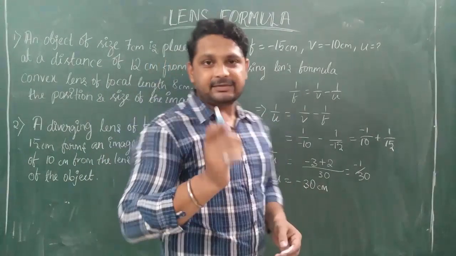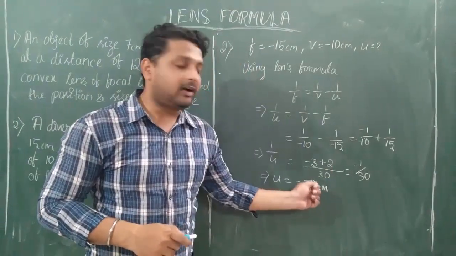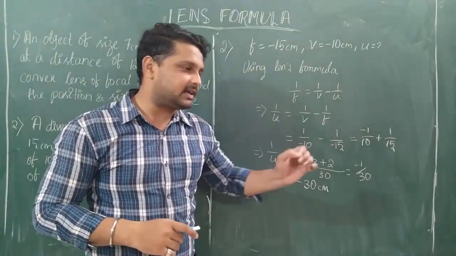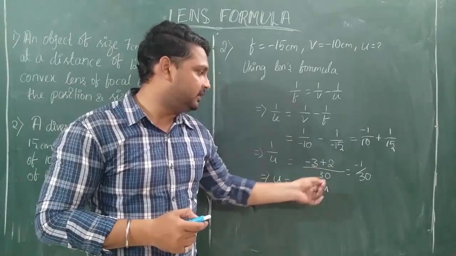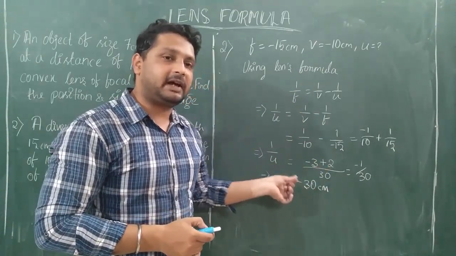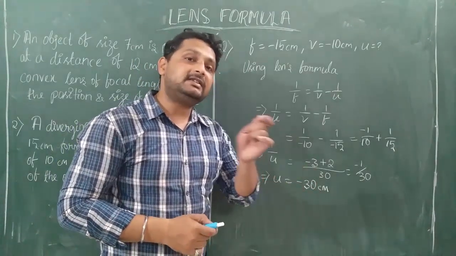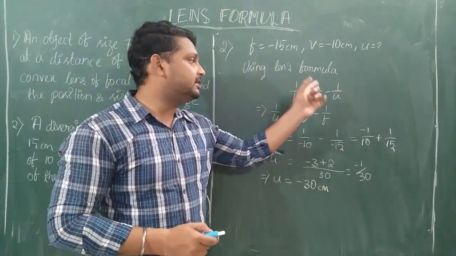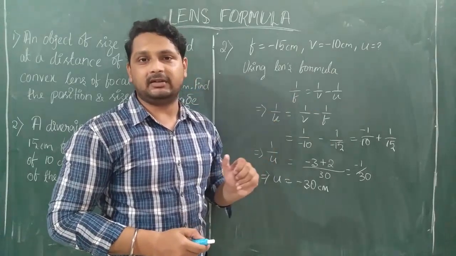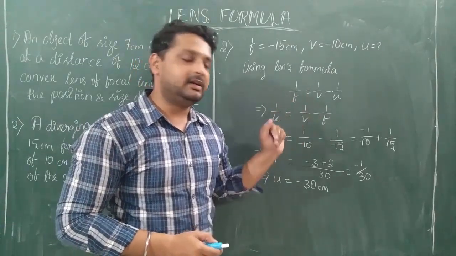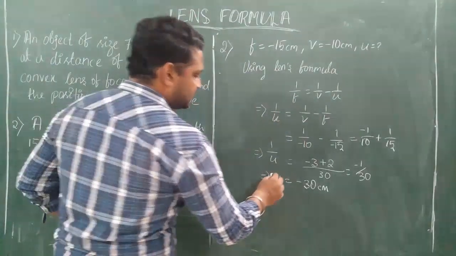Okay, so always, as I have said, object distance is always negative. So always check that while doing a numerical, if the question is to find the object distance, it should always come out negative. If it isn't coming out negative, then there must be some mistake you might have made. Okay, so the object distance is negative.